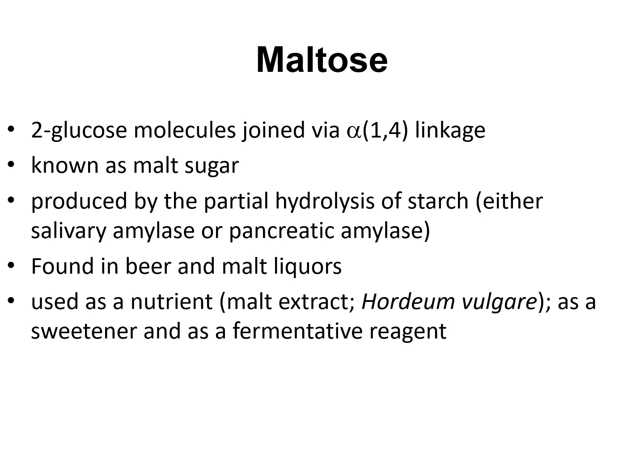Maltose is another disaccharide example that you have seen just a few slides back. Here, 2 glucose molecules are joined via alpha 1,4 linkage, and they are known as the malt sugar, formed by partial hydrolysis of starch. I think most of you are aware that maltose is found quite prominently in beer and malt liquors, and it is used as a natural nutrient. For example, in barley you can obtain it, and it is also key as a fermentative reagent.